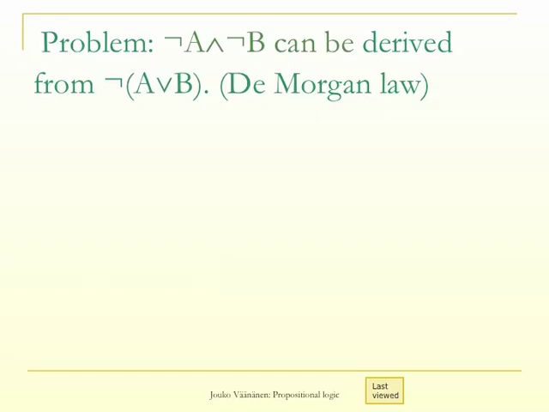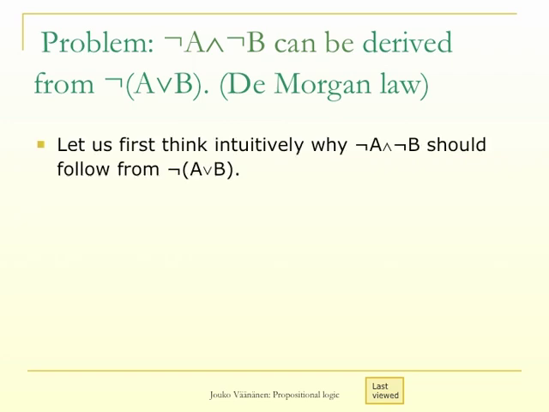The first problem. Negation A and negation B can be derived from the negation of A or B. This is one of the so-called De Morgan laws. Let us first think intuitively why negation A and negation B should follow from the negation of A or B.